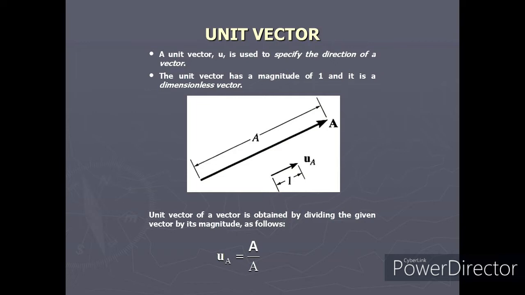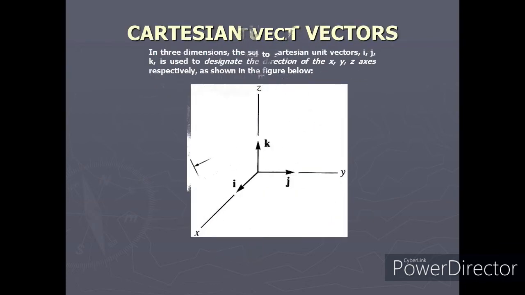The second one is using the unit vector. We can use the unit vector to now get the Cartesian form of the vector, isn't it? Because once we know the unit vector and we know the magnitude of the vector, then we can get the Cartesian vector form, isn't it? So let's see.